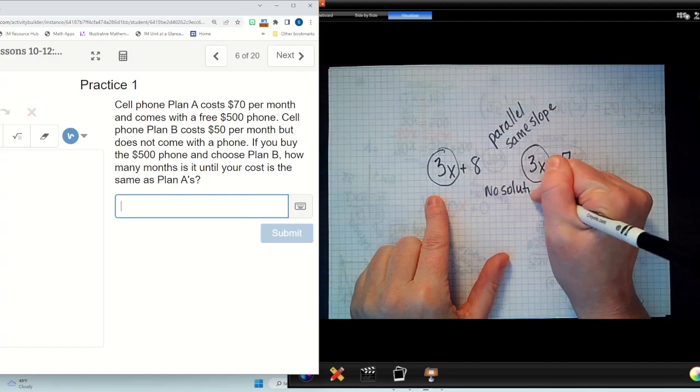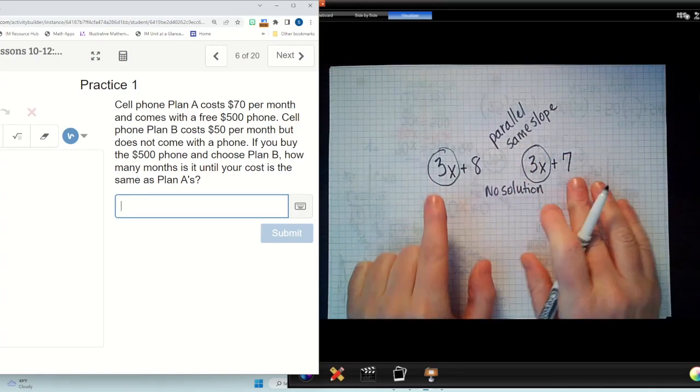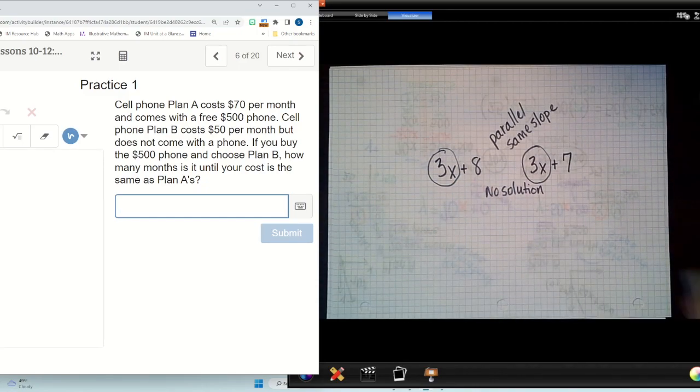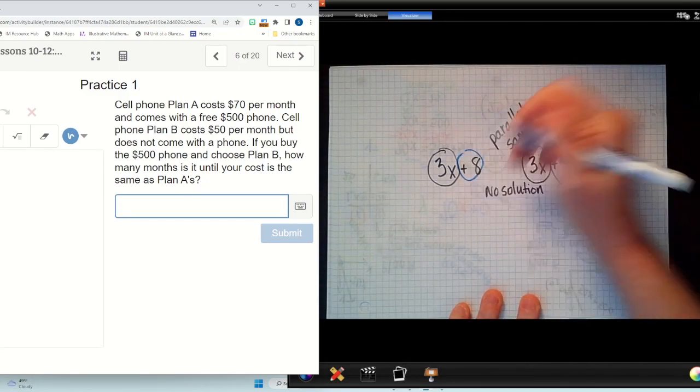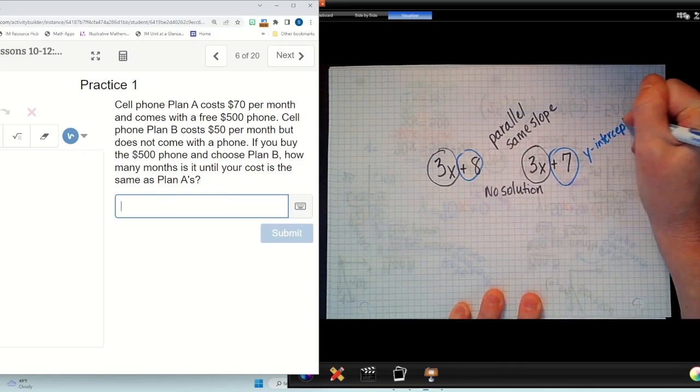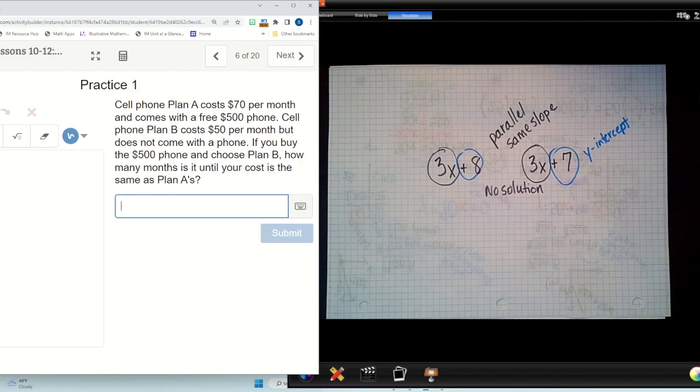So you could just save your time, save yourself the effort. They're never going to crisscross. And you say, well, Miss Breen, wait a minute. This one says +8 and this one says +7. Well, that's the y-intercept. The y-intercept is where the graphs start. So these two do start at different spots, but they will never intersect.